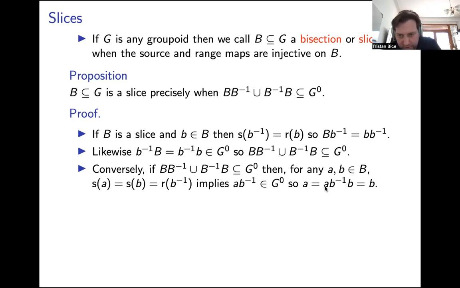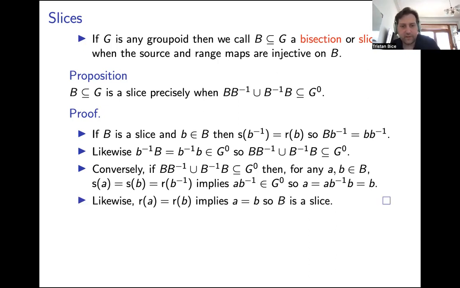I know it's a valid product because A B inverse is a valid product and B inverse B is a valid product. But at the same time, I know that A B inverse is a unit, so I can also just delete this and I end up with B. So in fact, these two things sharing a source had to be exactly the same. And likewise, if they share a range unit, then they have to be identical. So B is indeed a slice as long as this condition here is satisfied.